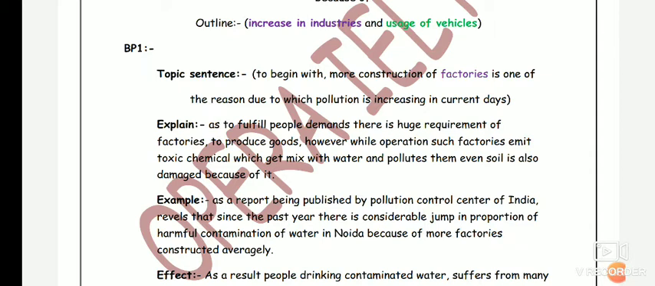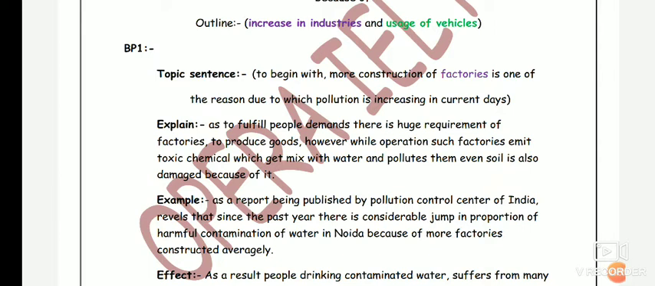Then what I did is I explained my topic. So in the explanation I have written, as to fulfill people's demand, there is a huge requirement for factories to produce goods. However, operations such as factories emitting toxic chemicals which get mixed with the water and pollute it, even soil is also damaged because of it.